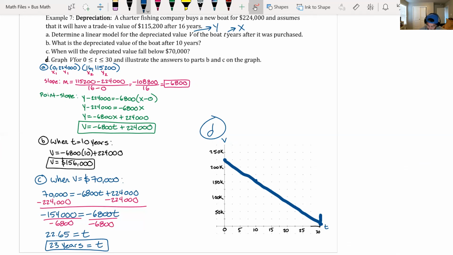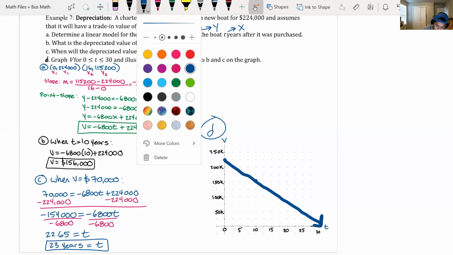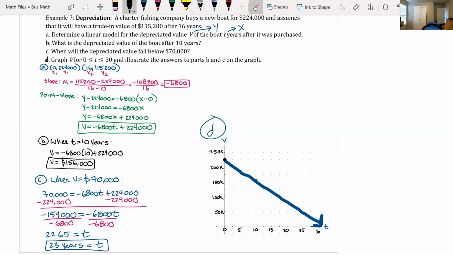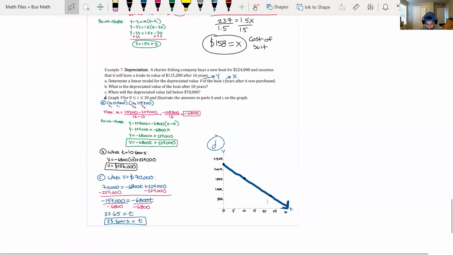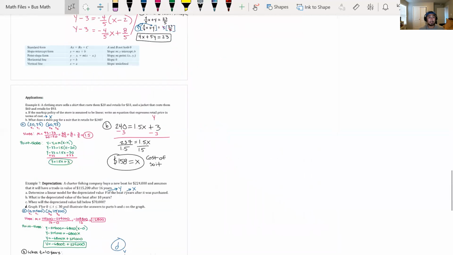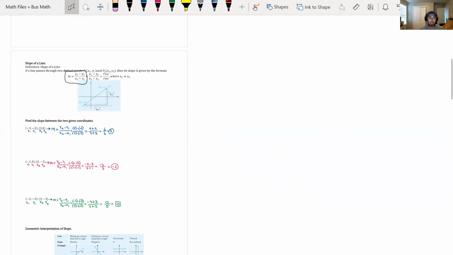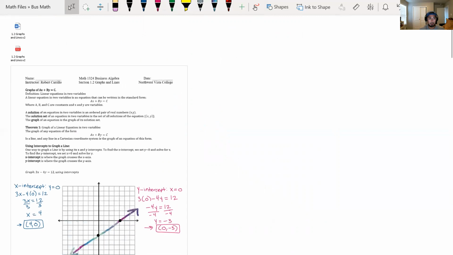That's it. Because over time, the boat's going to keep depreciating. There we go. Okay. And that's it. That's linear equations, guys. Graphing, solving, creating. That's all.